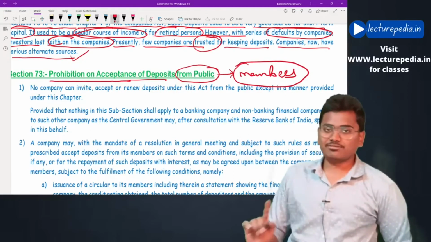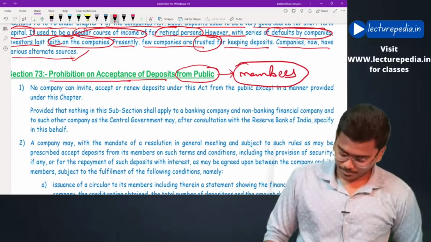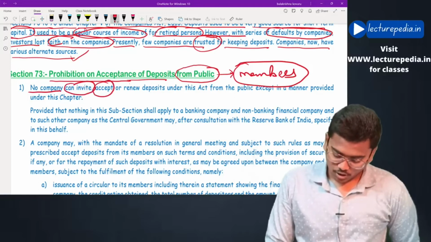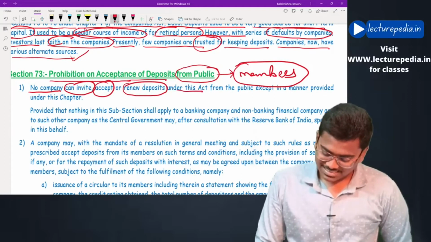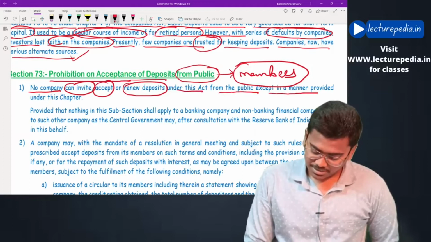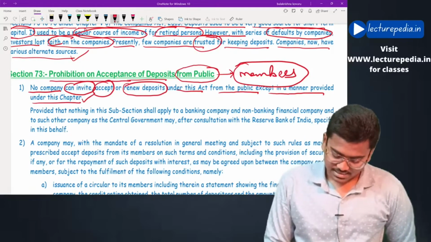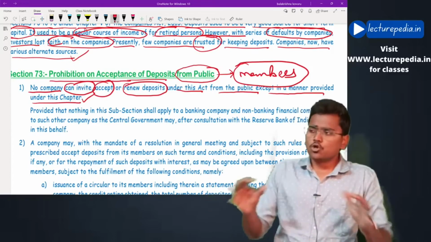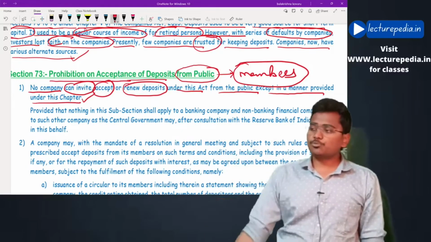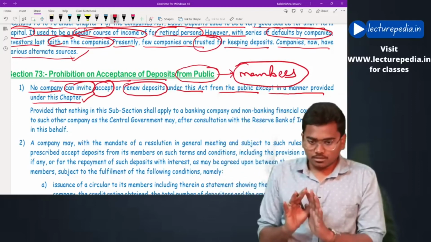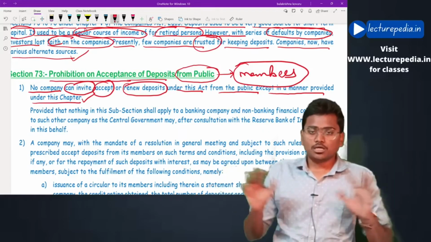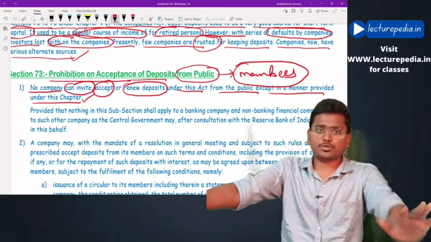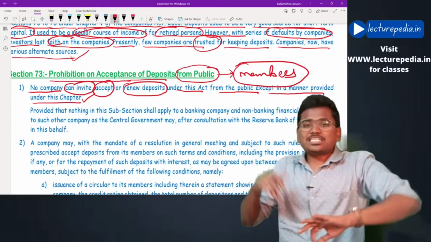Okay, section 73 speaks about raising deposits from members. Now, no company can invite, accept or renew deposits under this act from the public except in a manner provided under this chapter. Okay, the basic rule is that no company can raise deposits from the public. It has given the basic rule, a blanket prohibition saying that no company can raise deposits from the public except as provided under this chapter.